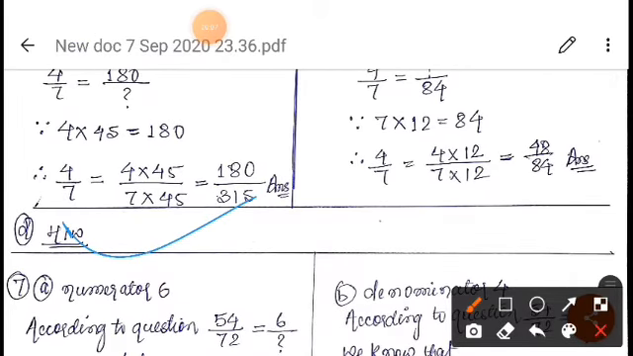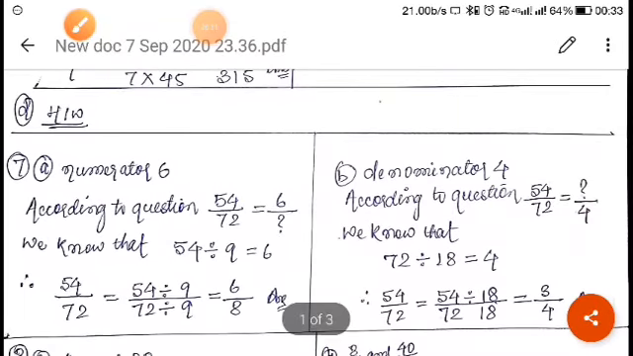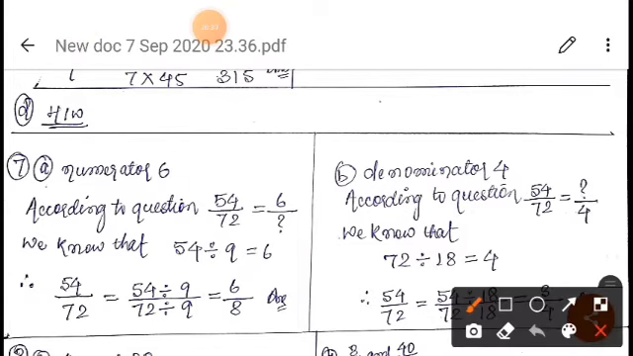Now question number 7. It is also the same as question number 6, but in question number 6 we multiplied. In question number 7 we will divide, because the given fraction has big numbers and it has been asked to convert it into smaller numbers. In the first question, find the equivalent fraction of 54 by 72, where the numerator should be 6.